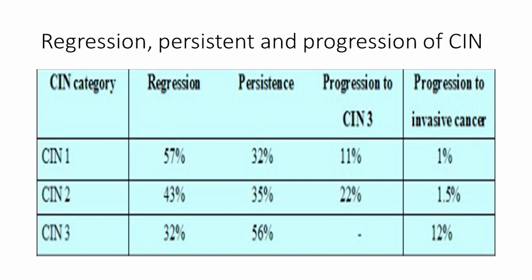For CIN2, the regression is 43%, persistence 35%, and progression to CIN3 is 22%. It has a 1.5% risk of progression to invasive cancer. Whereas for CIN3, the regression rate is 32%, the persistence rate is 56%, and it has a risk of progression to invasive cancer of about 12%. Though in many countries CIN2 and CIN3 are considered high-risk lesions, based on this slide, CIN3 is actually a true malignant precursor.